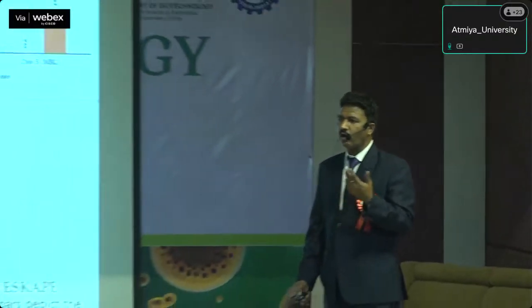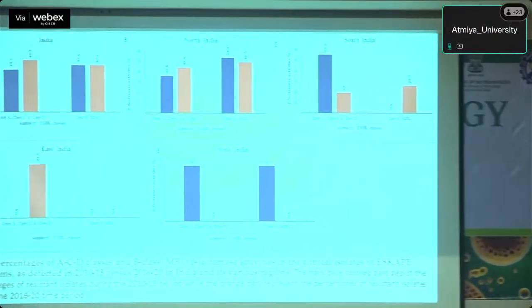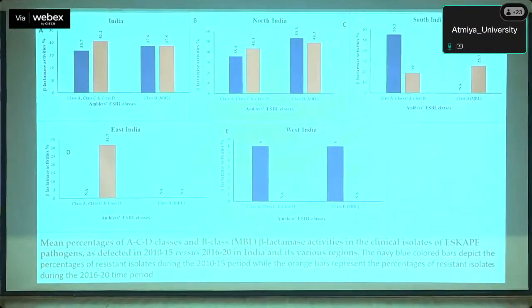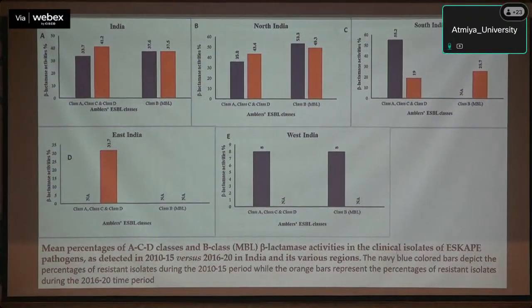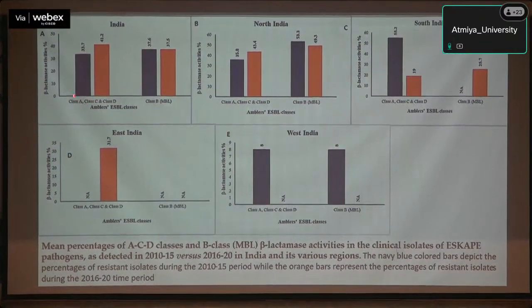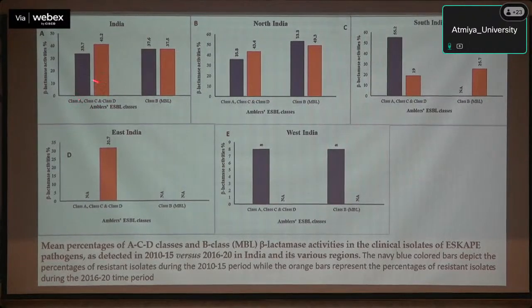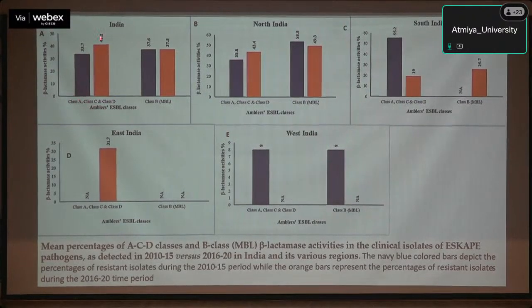And the last is oxacillinase, which is basically more dynamic. It acts against all kinds of beta-lactam antibiotics. So class A, class C, and class D, all of them combined, were found to be increasing by around 7 to 8%.